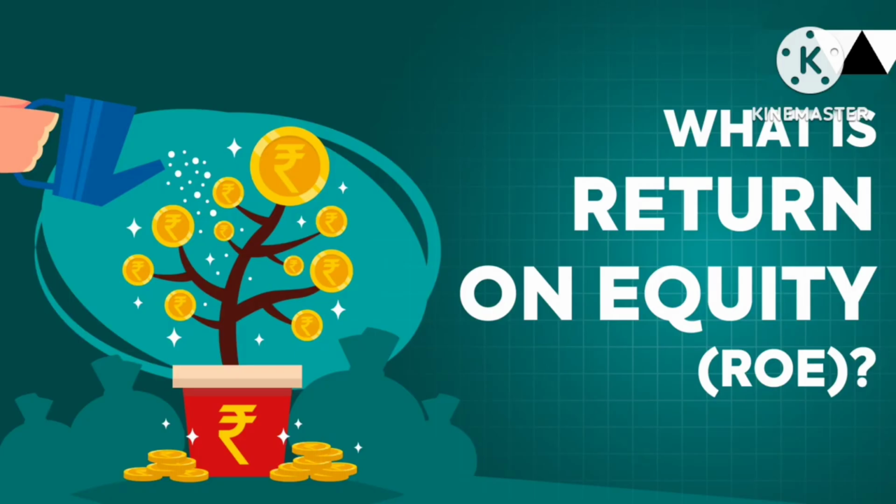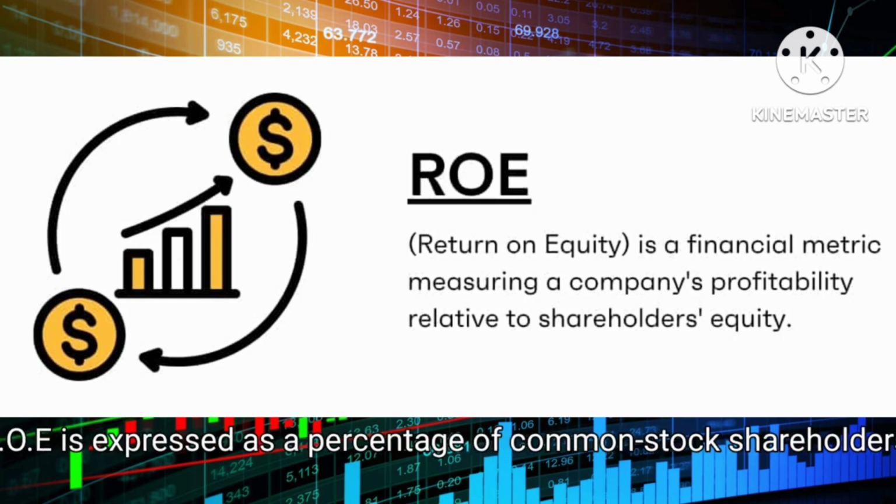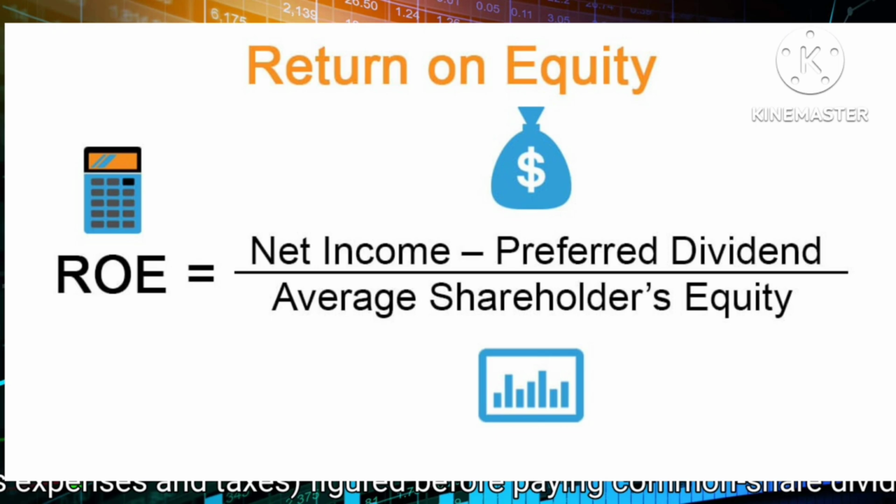Return on equity (ROE). Return on equity (ROE) measures profitability and how effectively a company uses shareholders' money to make a profit. ROE is expressed as a percentage of common stock shareholders. It's calculated by taking net income less expenses and taxes, figured before paying common share dividends and after paying preferred share dividends. Divide the result by total shareholders' equity. Net income, expenses, and taxes before paying common share dividends and after paying preferred share dividends, divided by total shareholders' equity, equals return on equity.